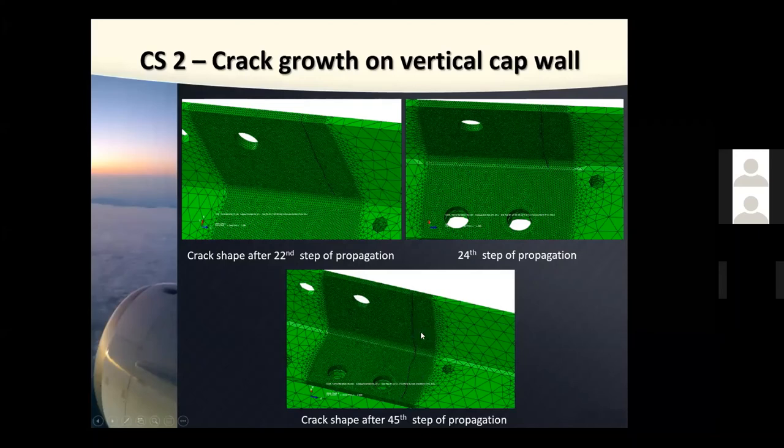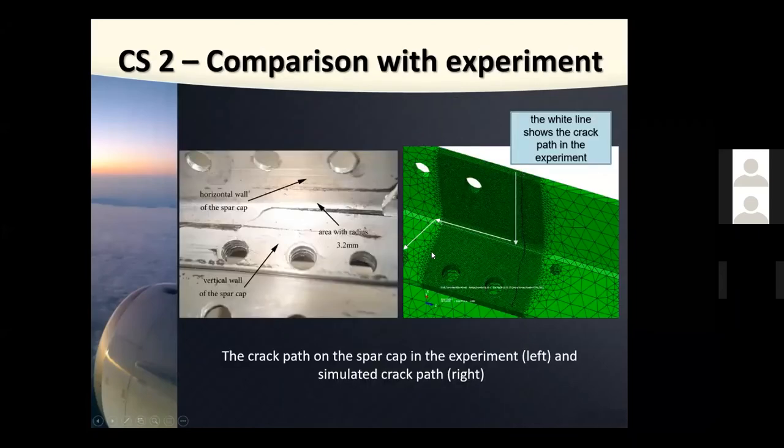So that was the simulation from 2011. But in reality, we didn't get this. In reality, you can see here these white arrows. In reality, the crack moved along this horizontal wall. And then when it reached this area with a radius, the crack started to move in this direction. And then ended here at this hole. You can see here in this image, so moving along this and then finishing here at this hole.